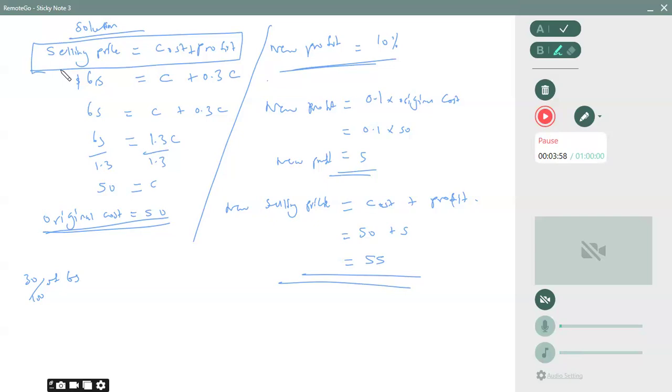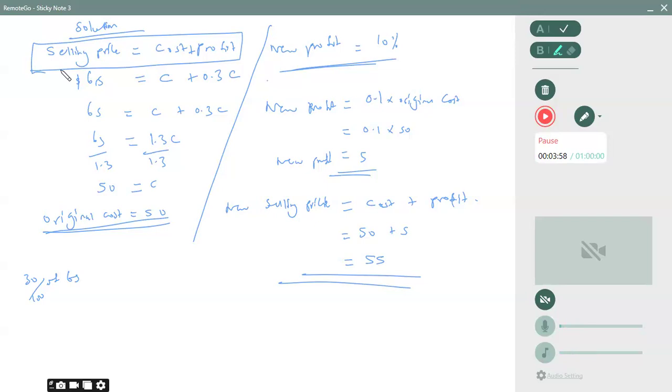It's what you even do in your normal businesses. You get the cost and add on what? Add on profits. Then you get the selling price, because it's already communicated to us. But now the question is, what is going to be the new selling price if the profit is being decreased by 10%?